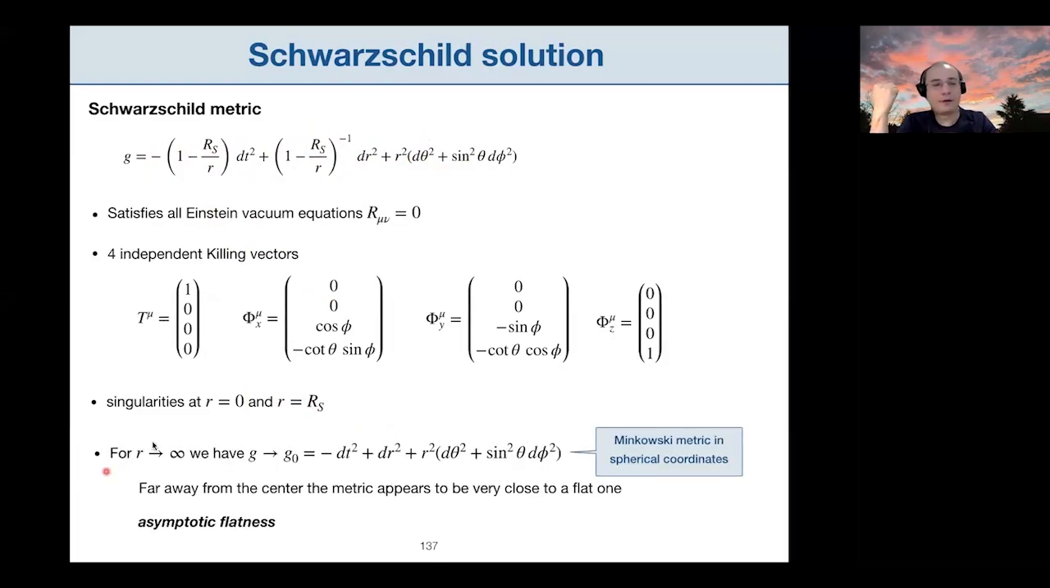And finally, if we go to infinity with R, the metric obviously tends to the metric g0, which is just the Minkowski metric in spherical coordinates. So far away, for very large R, the metric appears to be very close to a flat one. More precisely, you can show that it's asymptotically flat, which is a more precise mathematical statement related to how quickly the components of the metric approach the Minkowski metric. They approach it relatively fast, so the metric is considered asymptotically flat. If you move far away, you just see flat spacetime plus a small perturbation.